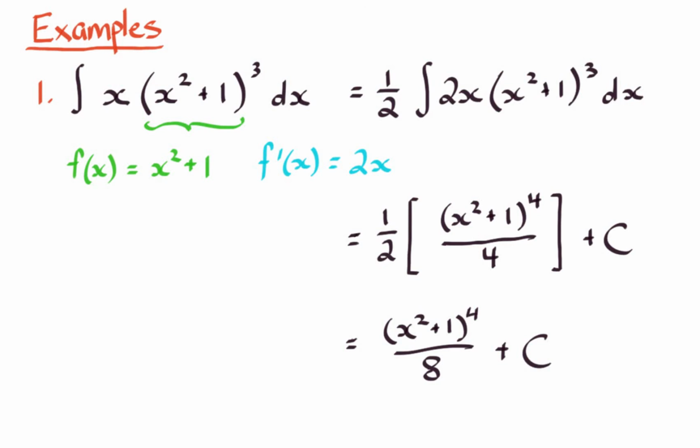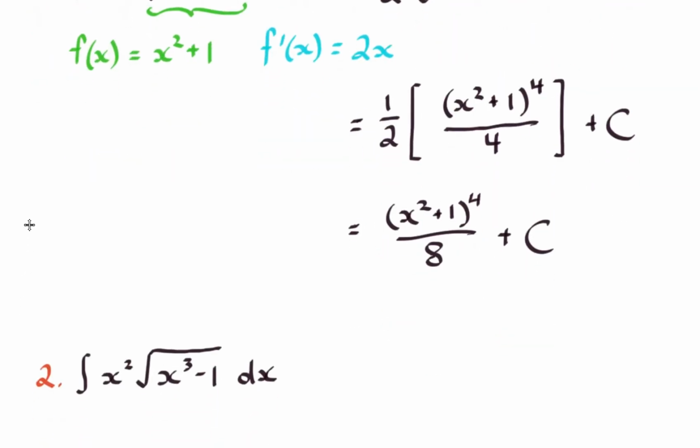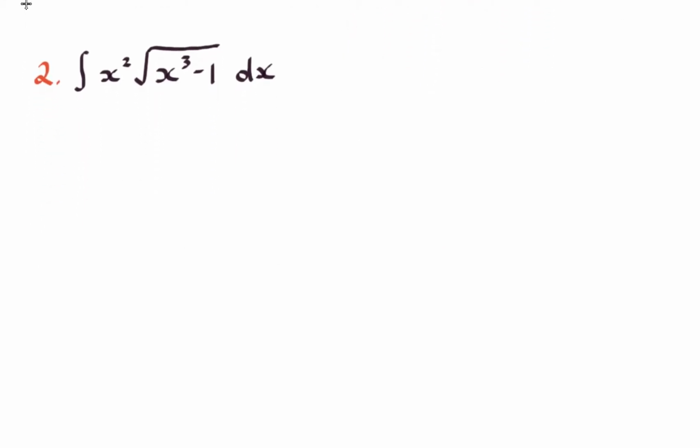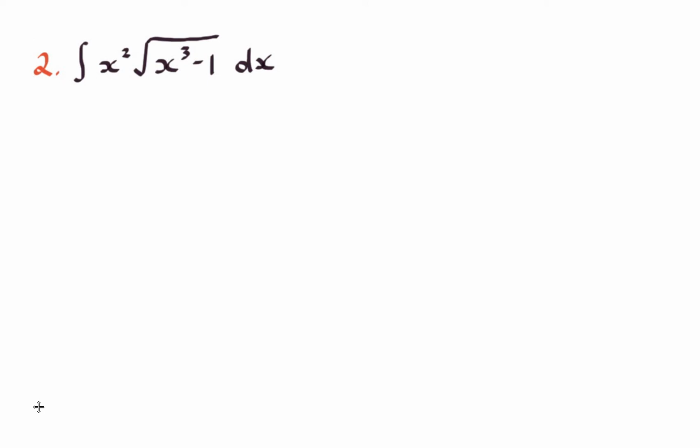Let's do one more example. We have the integral of x squared times the square root of x cubed minus 1. So, what might we do? Well, hopefully you remember that it's very beneficial for us to change our radical signs into fractional indices. So let's write this square root as a power of a half.